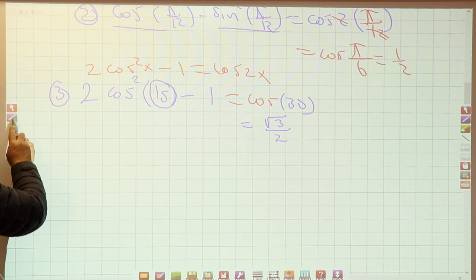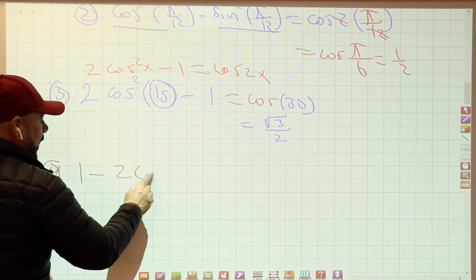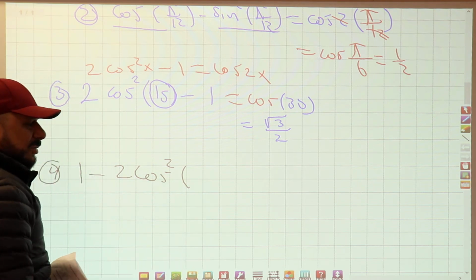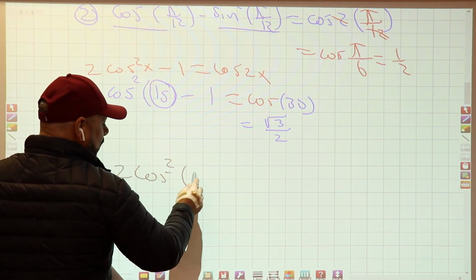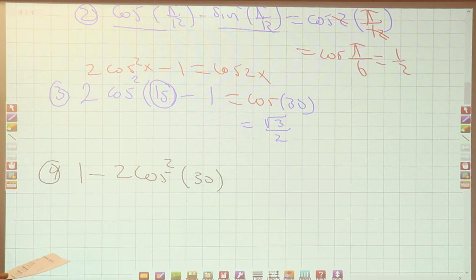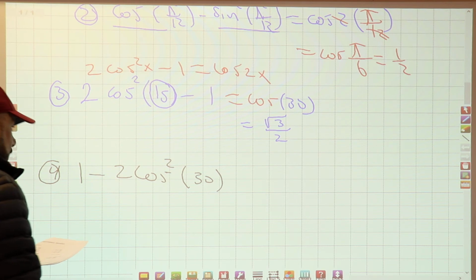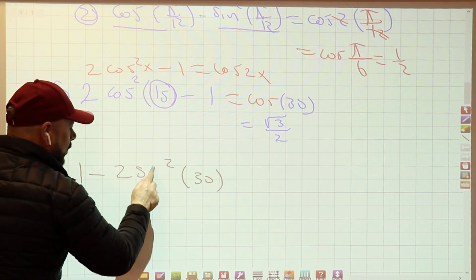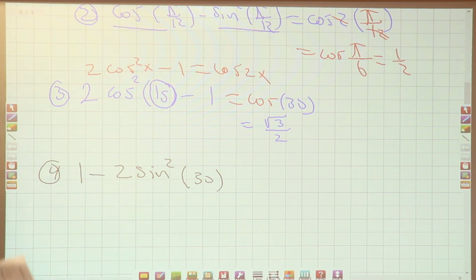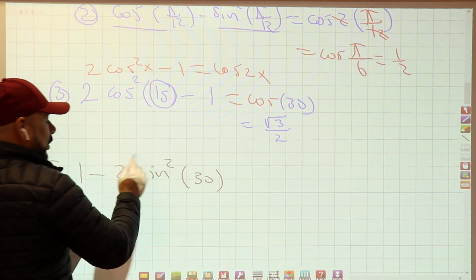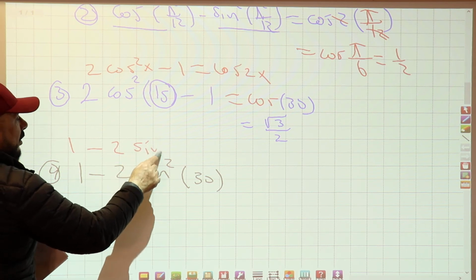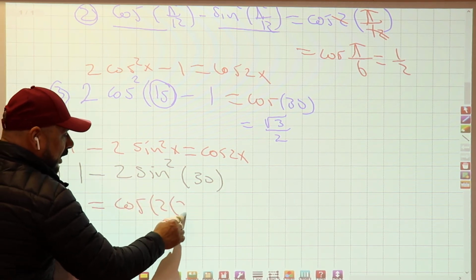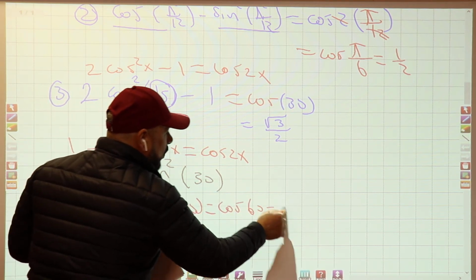You can also have it like this. Another example: 1 minus 2 sine squared 30. I'm sorry, here it is sine squared. You remember the formula: 1 minus 2 sine squared x equals cosine 2x. So this is cosine 2 times 30, which is cosine 60, which is 1/2 from the table.